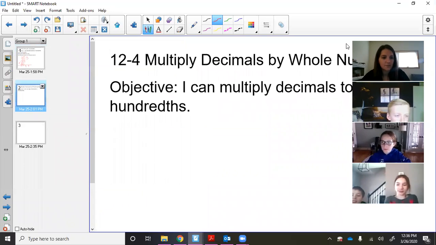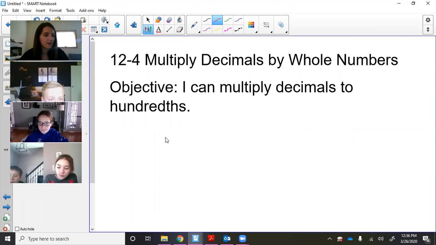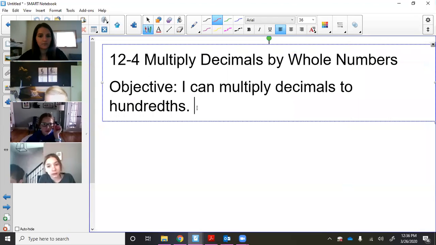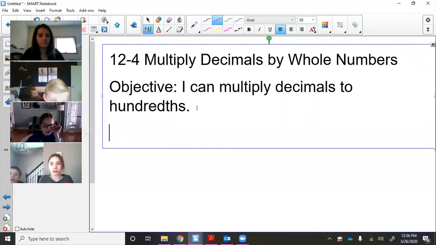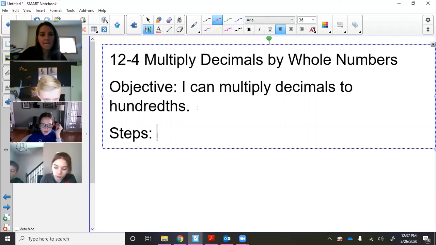Should be writing down the objective for today. And I simplified the objective for today: I can multiply decimals to hundredths. Let's go ahead and write the steps down for today.